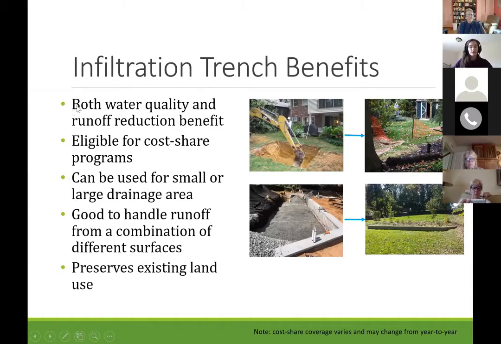What are the benefits of installing an infiltration trench? Again, both small or large drainage areas, so that's how much runoff it can handle. We said some of them can handle large parking lot areas, so they can really handle a lot of water. So we get quality benefits and runoff reduction benefits from these solutions.